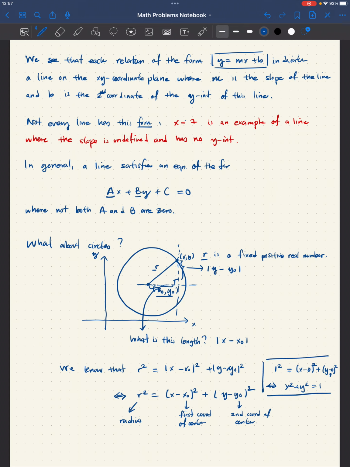So what I have here in this box is nothing else but a description of the unit circle, centered at the origin, using algebra.